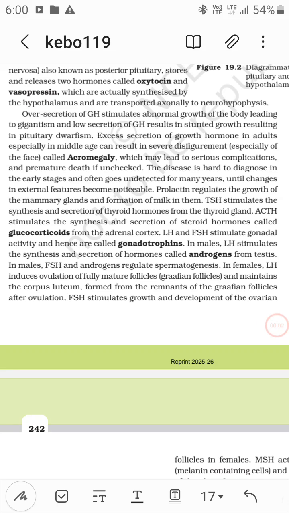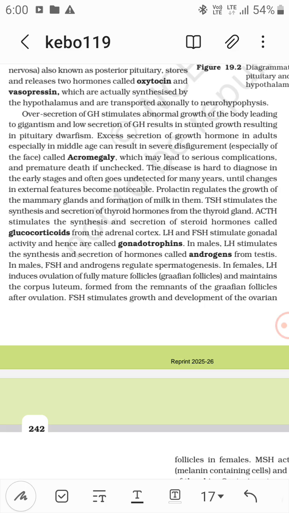ACTH stimulates the synthesis and secretion of steroid hormones called glucocorticoids from the adrenal cortex. LH and FSH stimulate gonadal activity and hence are called the gonadotropins.